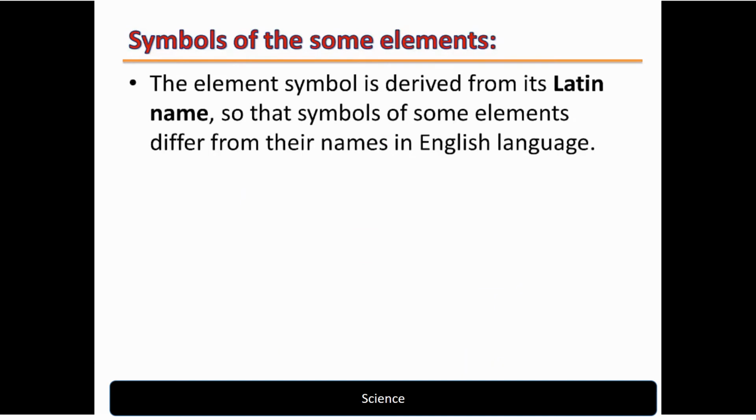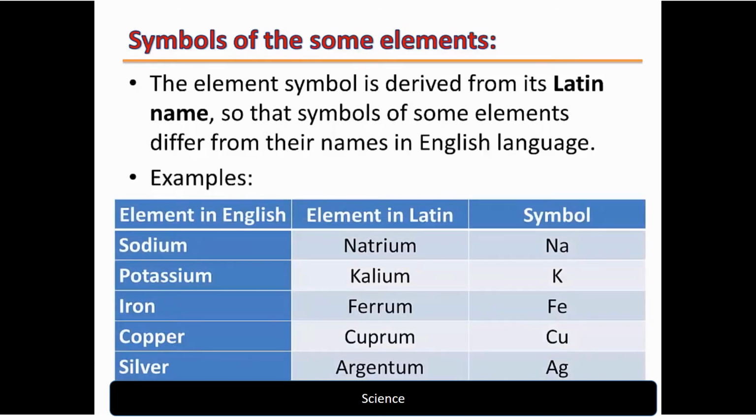The element symbol is taken from its Latin name, so the symbols of some elements differ from their names in the English language. Examples: sodium. We try to take S, but it is taken for sulfur, and So for another element and Sd for a third one. So sodium's name in Latin is natrium, so its symbol is Na. Scientists didn't take N because it is already taken for nitrogen, so Na.